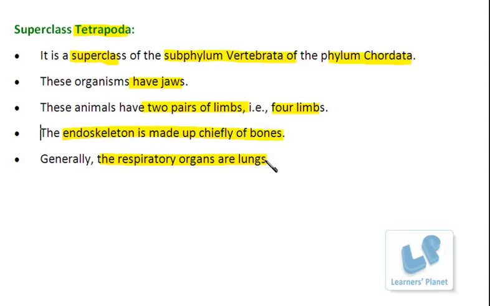According to the subclassification, according to the subgroup or the different types of organisms. Now further, these organisms may be cold-blooded or warm-blooded. Depending upon this, and of course the nature or the type of eggs they are laying, these organisms are further subclassified. So let me show you what classes will come under the group Tetrapoda.